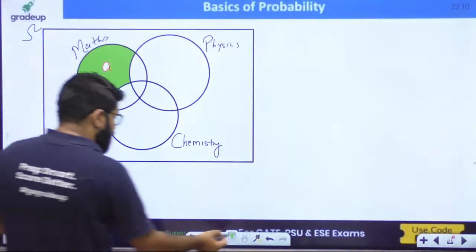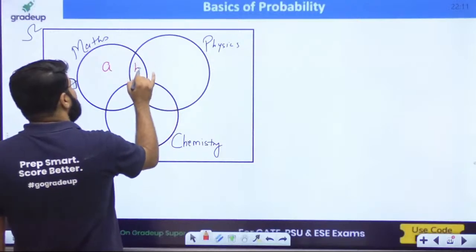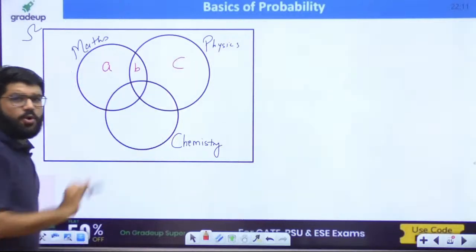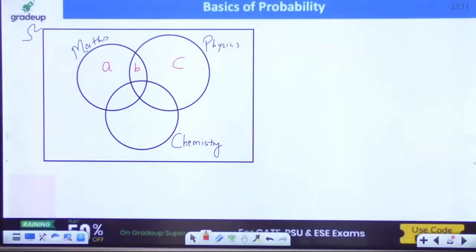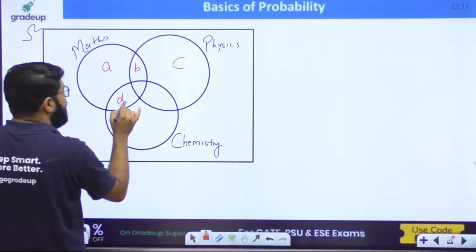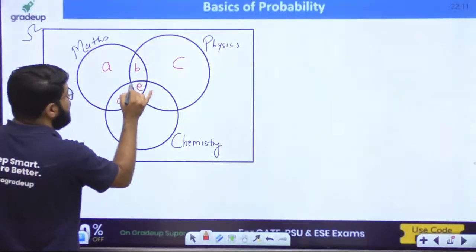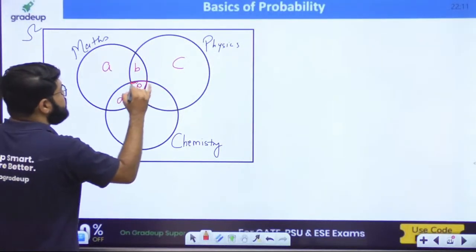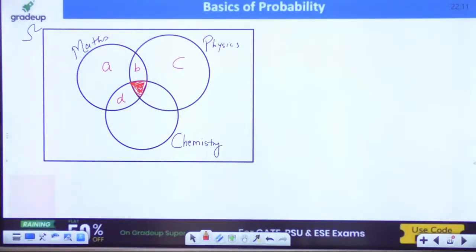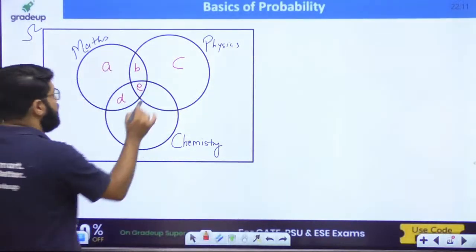Okay, only maths. Now next. There will be some students passing in maths and physics, common to maths and physics. There will be some students passing only physics. Now A, B, C, just let me keep on naming. D: there are some students passing in both maths and chemistry, common. E: now this is special. These are the students passing in all three. This portion is common to maths, physics and chemistry. So let E be the number of students passing in all three.